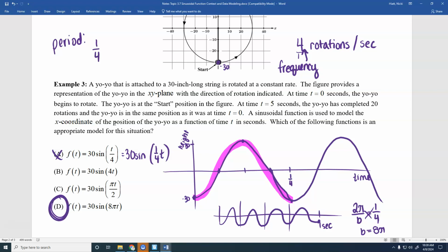Although, I think instead what he really should have done, if you can write this here, f of t really should equal negative 30 cosine of 8 pi over t. Because if it starts at the bottom, sine is not going to start at the bottom. But if you do a negative cosine, it'll start at the bottom. I really think he probably should have done that instead of what he did. Okay, questions there? All right.